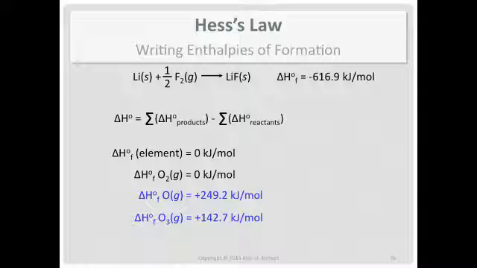For monatomic oxygen gas, O gas, it's positive 249.2 kilojoules per mole. And for ozone, O3 gas, it's positive 142.7 kilojoules per mole. So that natural state, the most stable state, is important.